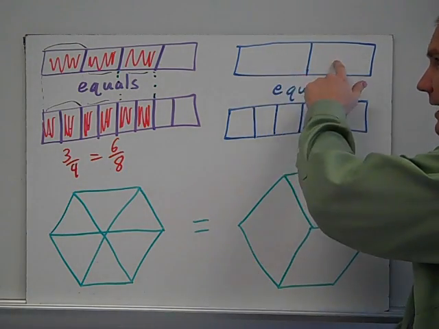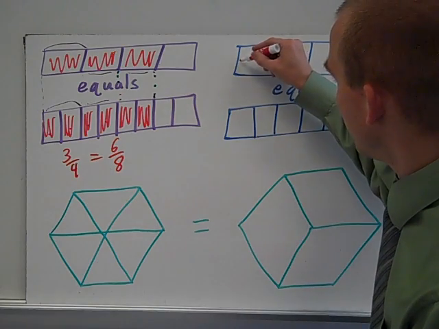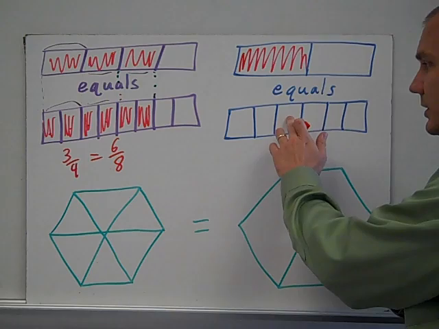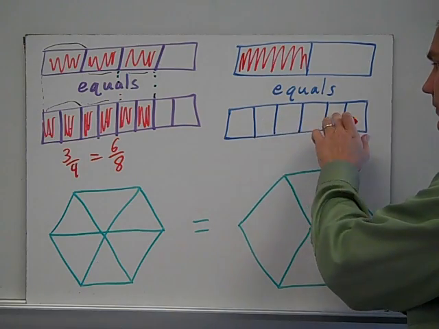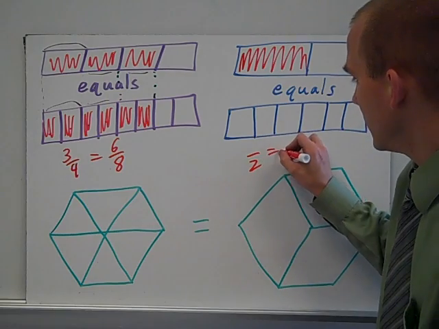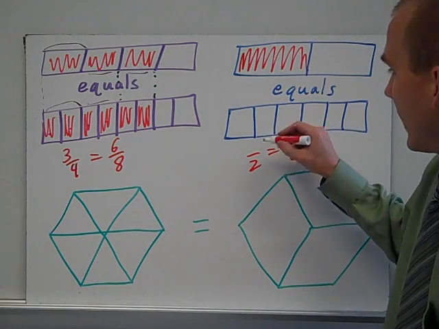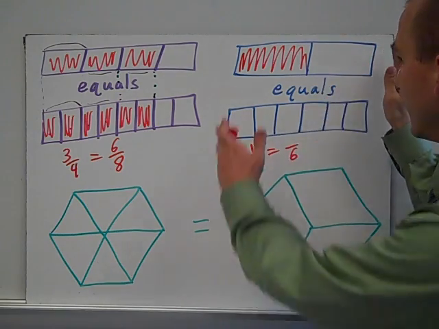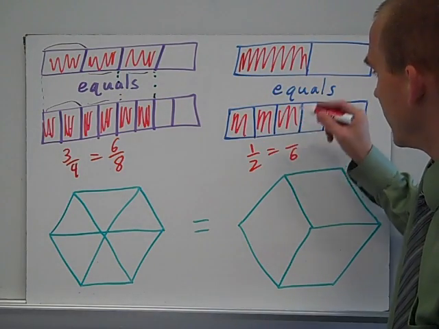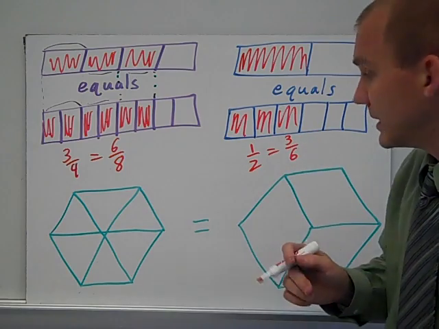This fraction is halves, so we're just going to shade in one of them. And below it we have 1, 2, 3, 4, 5, 6. We have 6. So we're going to look at halves equaling 6. We have 1/2 shaded here. So kind of line these up. They're pretty well lined up. 1, 2, 3. And 1/2 equals 3/6.